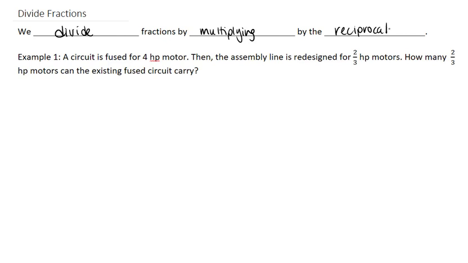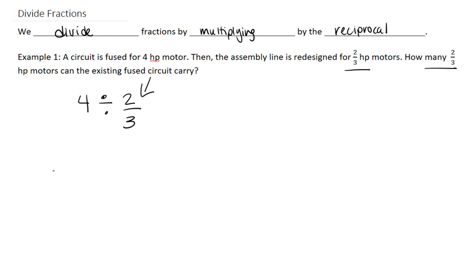Example 1. A circuit is fused for a 4 horsepower motor. Then the assembly line is redesigned for 2/3 horsepower motors. How many 2/3 horsepower motors can the existing fused circuit carry? So we have 4, and we need to divide it by 2/3 in order to see how many motors we have for this. So when we divide, we multiply it actually by the reciprocal.